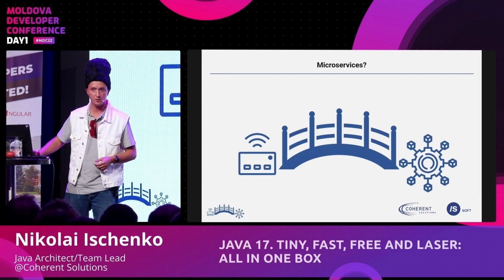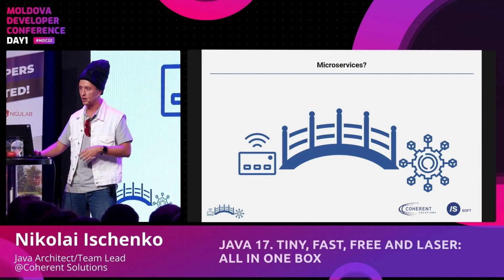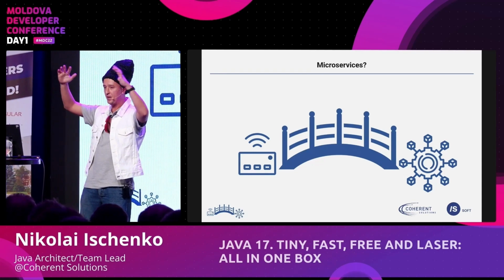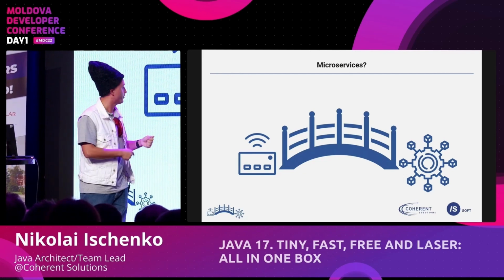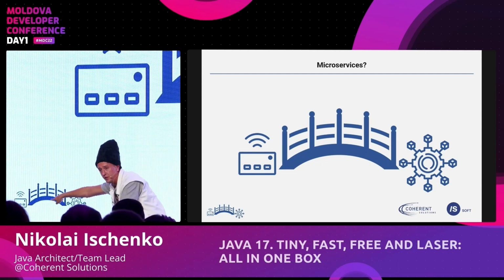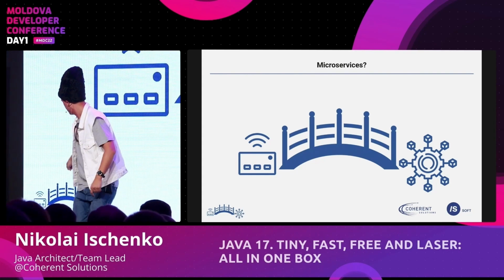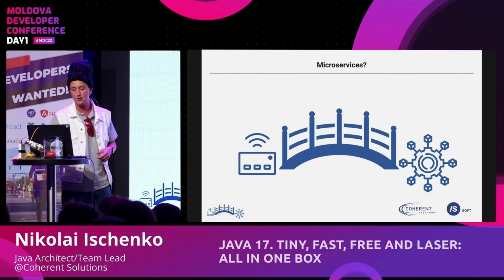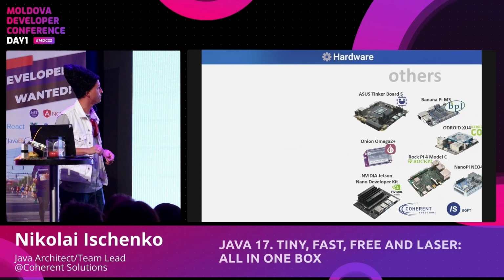Pretty popular these days. And if you know Java and want to run your big microservice environment, this information would be useful for you. That's why, if you see this icon in the bottom left corner of the screen, it means that this information will be useful for you if you are developing microservices. And let's start with hardware.